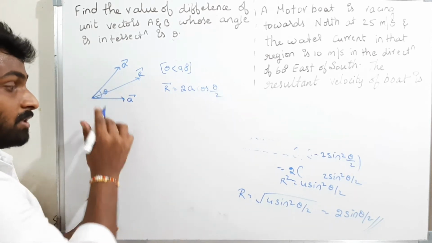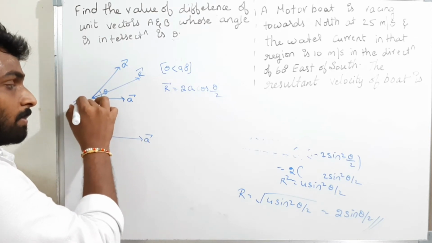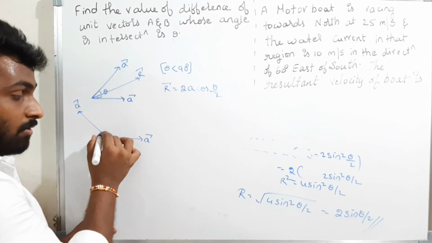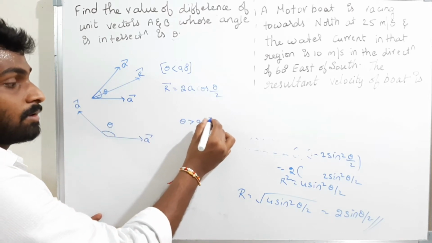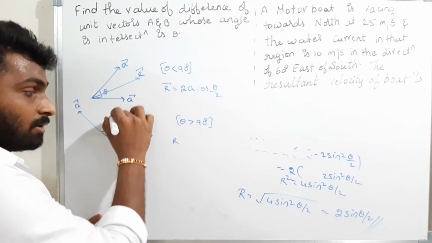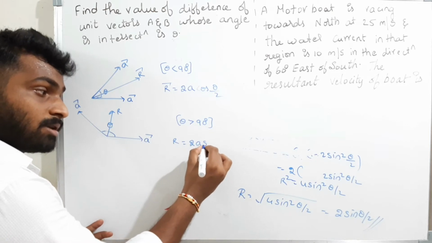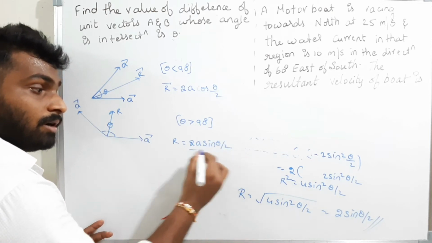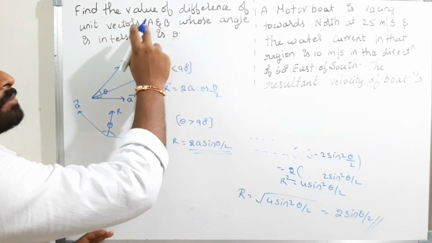If by chance this is a bar and this is a bar, two equal vectors, and the angle between them is theta, and this theta is greater than 90, then the resultant, this is the resultant, is equal to 2a sin theta by 2. Direct formula. And they told in this question that a and b are unit vectors.